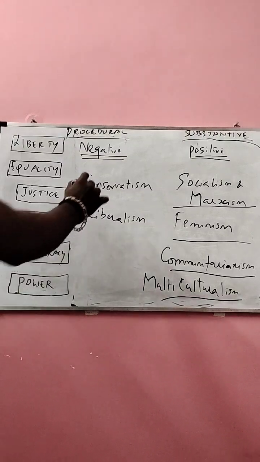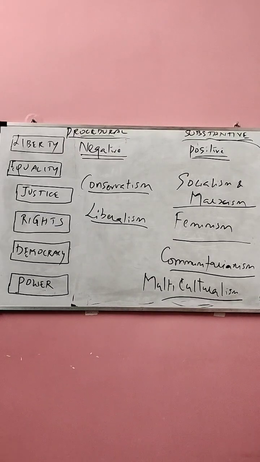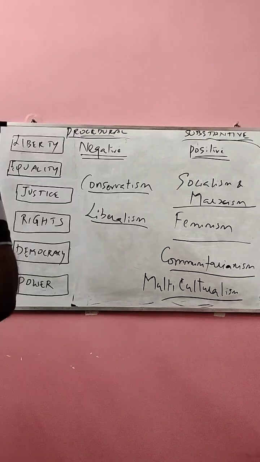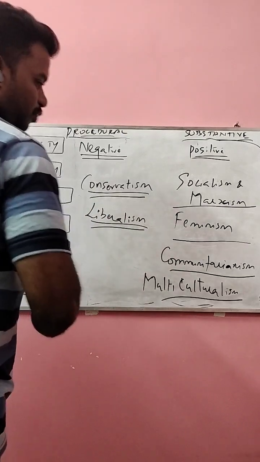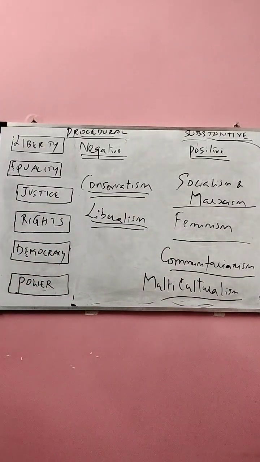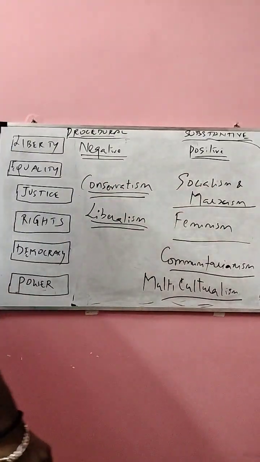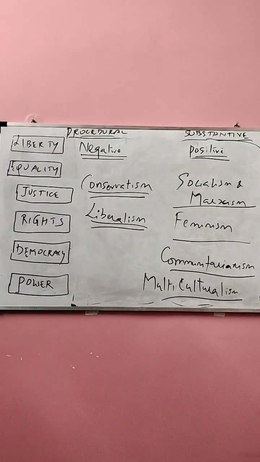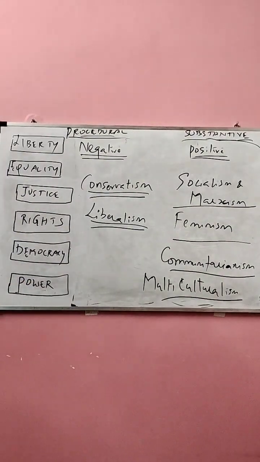Procedural, the two important ones are conservatism and liberalism. Conservatism is associated with scholars like Plato, right from ancient Greek philosophy. Plato himself was seen as a conservative. Conservatives don't want to change the society radically. They are called conservatives. Socialists and Marxists want to change the society radically. They want social control and ownership of the means of production.